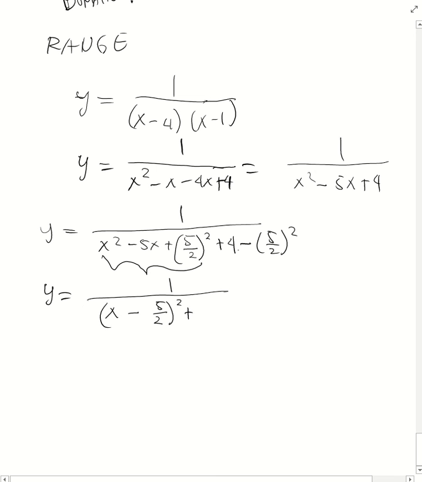Then we simplify 4 minus 5 over 2 squared. So 5 over 2 is 2.5. You square that one, it's 6.25. Then 4 minus 6.25, that will be negative 2.25, or that's negative 9 over 4. So it should be minus 9 over 4. Then we do cross multiplication. x minus 5 over 2 squared minus 9 over 4, and this is equal to 1 over y.